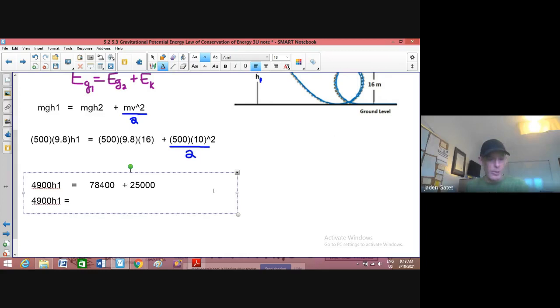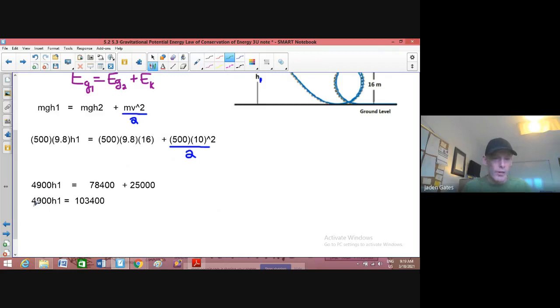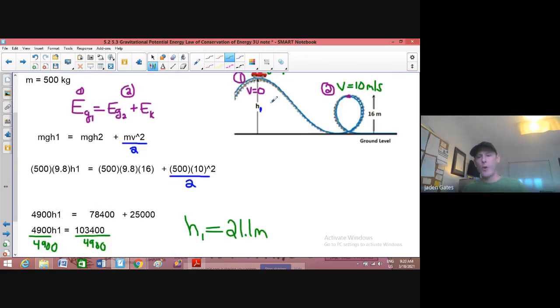putting those two together, 103,400. The last step is that we divide by 4,900. And it turns out that if I take 103,400 divided by 4,900, the height we need is 21.1 meters. That needs to be the initial height of our roller coaster.